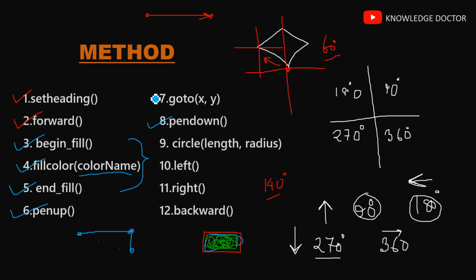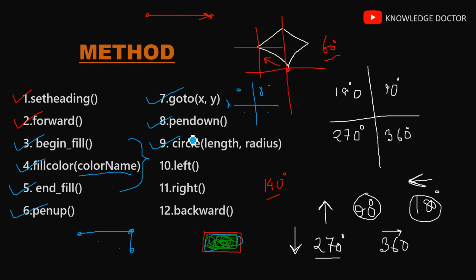Okay, now the seventh one is goto. Goto is for going to some kind of coordinate. Let's say this is our coordinate, and this is our x-axis, and this is our y-axis. Goto will help us go to this coordinate value. That means this coordinate, or this.